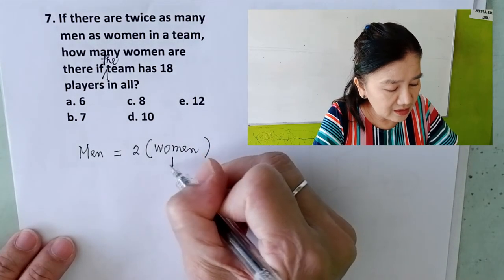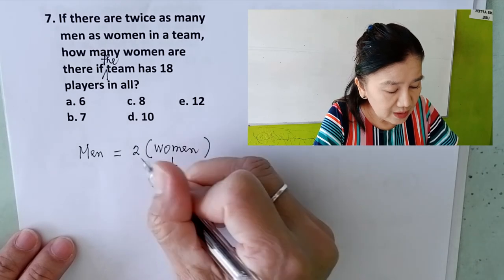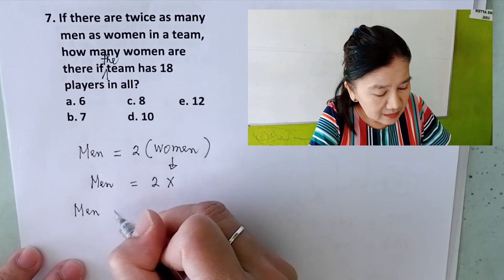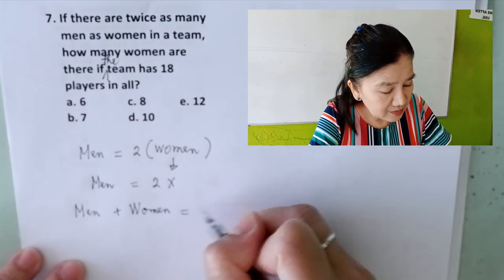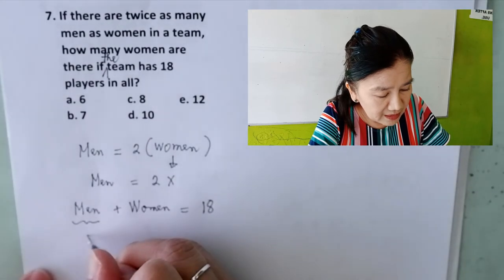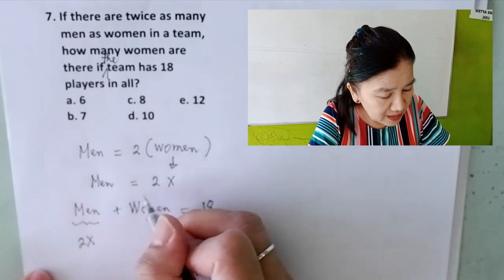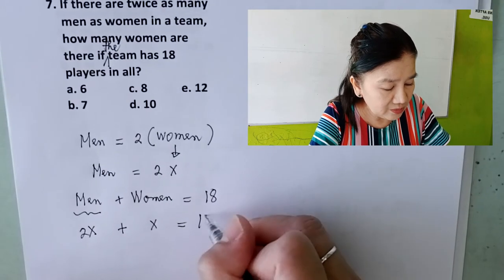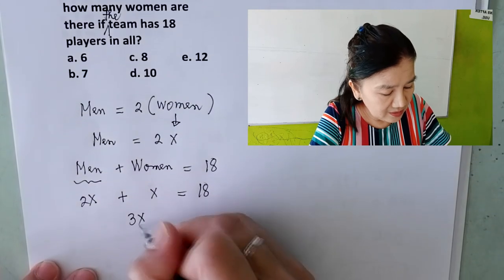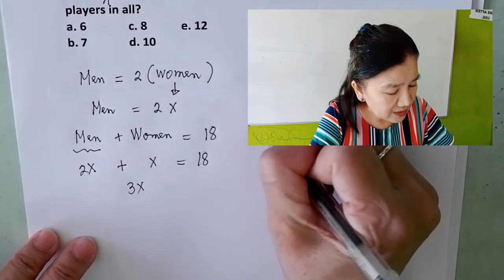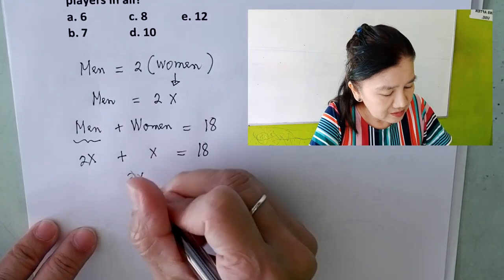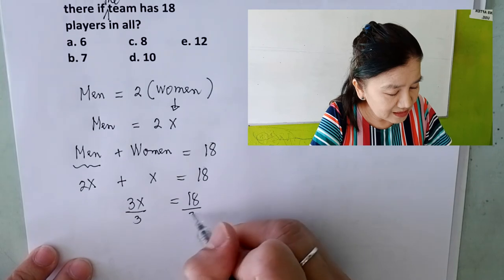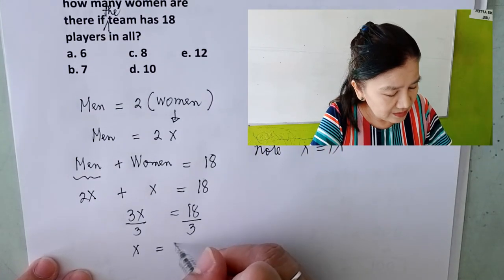Now, if you do it algebraically, let us say you let the number of women be x. So that would be 2x equals the number of men. But the team consists of men and women. Right? So that would be 18. Men is 2x. Women, we let women be x. So you have a total of 18. So add this, you have 3x. Take note of that. X is always 1x. So you have here 2x plus 1x is 3x equals 18. To isolate x again, divide both sides by 3. So x is equal to 6.